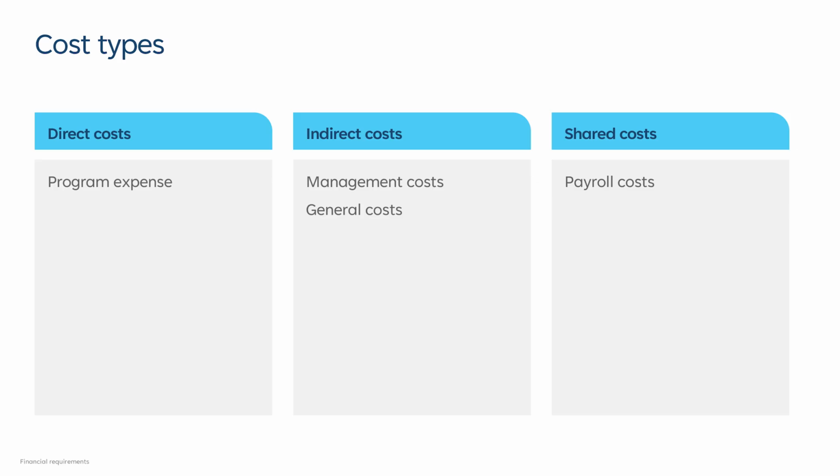A shared cost is a direct cost that can be identified to specific programs. Some common shared costs include payroll, management, and general costs. An example of a shared cost is the salary of a staff member who works on two programs.